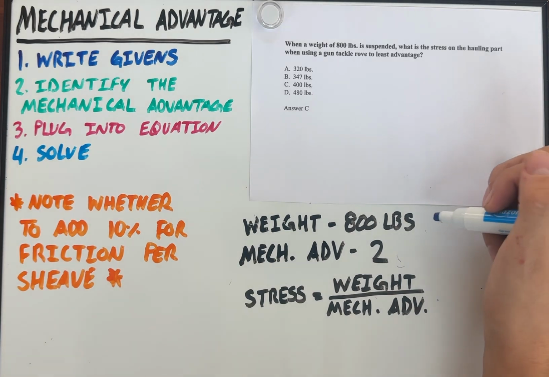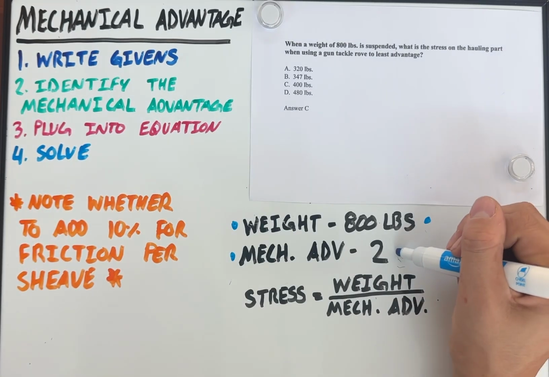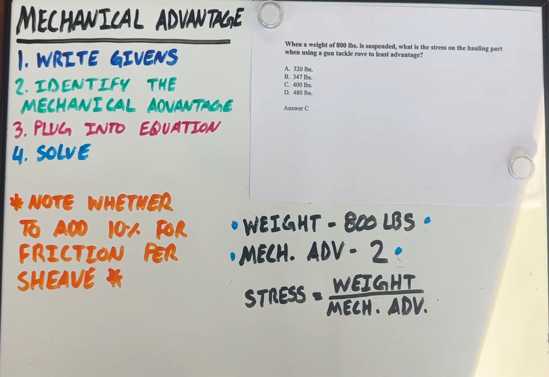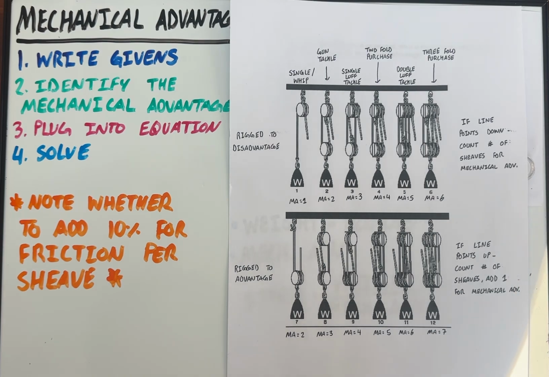So step one is to write your givens. I've done that below. Our weight is 800 pounds and our mechanical advantage is 2. Now, how do I know that? I've referenced this US Coast Guard diagram and I filled in by memory what the mechanical advantage is and the names of each of these are.